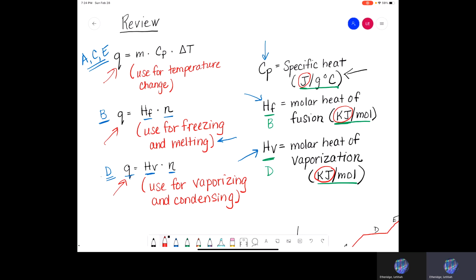So that is the basics of what we need to know for the review. Hopefully that was helpful. In the next videos, I'll be recording the stepwise procedure to get through some of these problems.